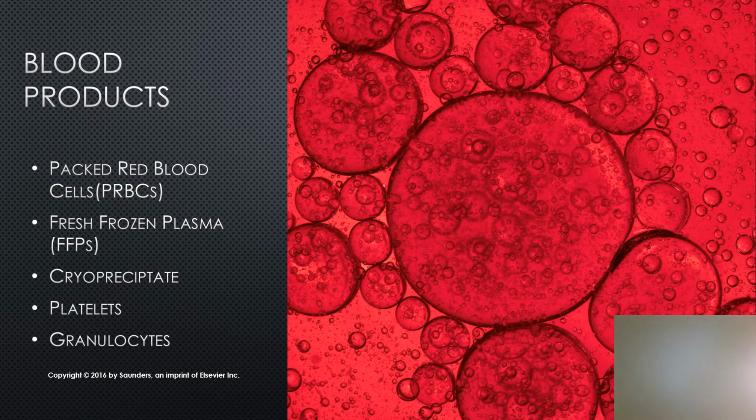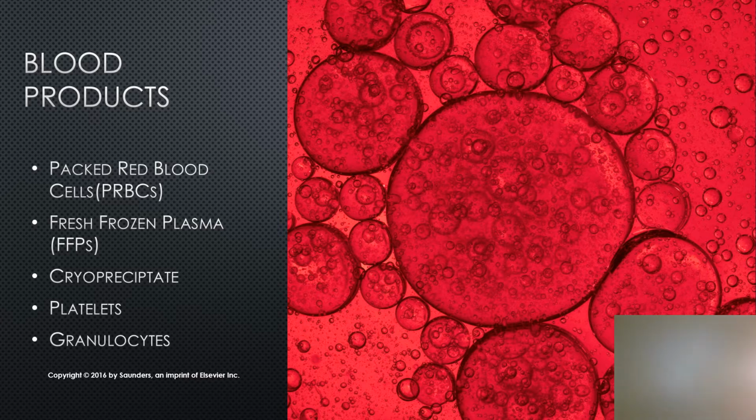Blood products come in several forms. It can be administered as whole blood, but to decrease potential transfusion reactions or complications, such as fluid overload, whole blood is often administered in specific products. So we have packed red blood cells, or PRBCs, fresh frozen plasma, or FFPs. This is the fluid portion of the blood, and it contains some coagulation factors. Cryoprecipitate, which is mostly the clotting proteins, platelets, and granulocytes.